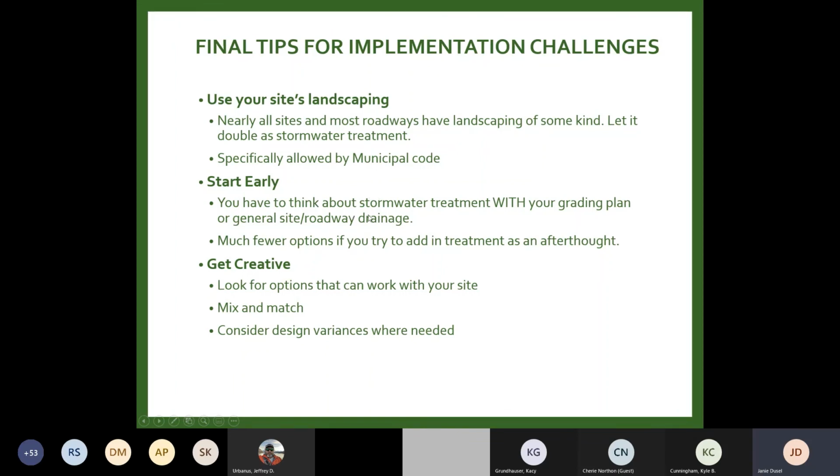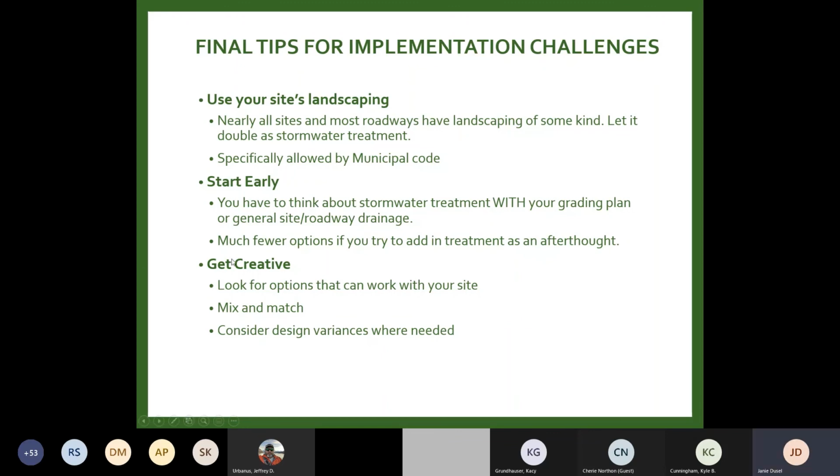I think one of the reasons that I see people trying to do it as an afterthought is that sometimes you have a different person doing your site design or your grading plan versus the stormwater treatment, and also versus the landscape design, right? Those are often different people on the same design team. You just have to recognize that collaboration across those different people is going to be needed to make this successful, right? And if you recognize that early, I think it's very achievable. I think we can collaborate and come up with some pretty great options.